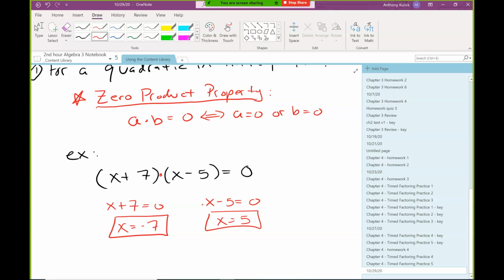Why am I able to do that? Because it's equal to 0. If that was not equal to 0, I cannot do this. Okay, the equal 0 part is a requirement for this technique.